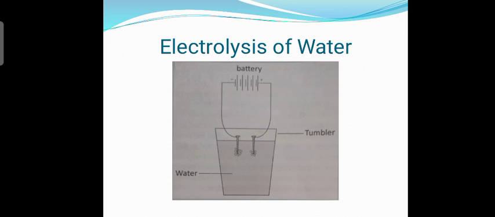Now you can see such a diagram in which the bowl or the beaker contains water, and 2 iron nails which are connected with the terminals of the battery are inserted into the water, and some air bubbles are found around the iron nails. This process is showing electrolysis of water.